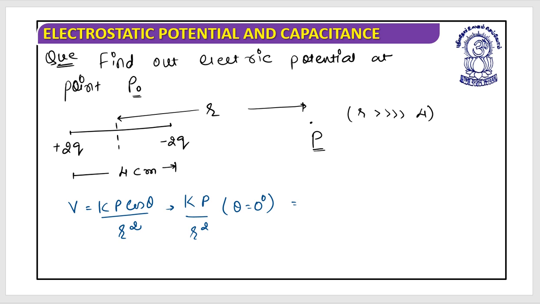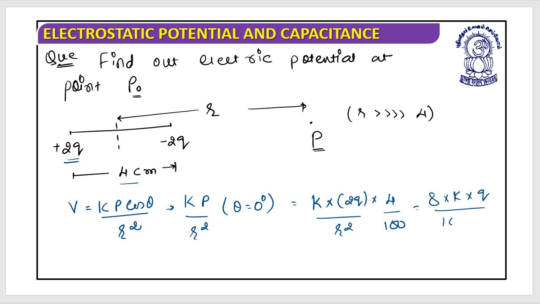So if I replace the value of p, it is k multiplied by the charge 2q multiplied by 4, but it is in centimeter, so I need to write it as 4 divided by 100, divided by r². So this is equal to 8 k q divided by 100 r². Now according to the options given, you can evaluate this. If k would not be there, you can replace it either by 9 × 10^9, or by 1 upon 4π ε₀, whatever the requirement according to the options given.